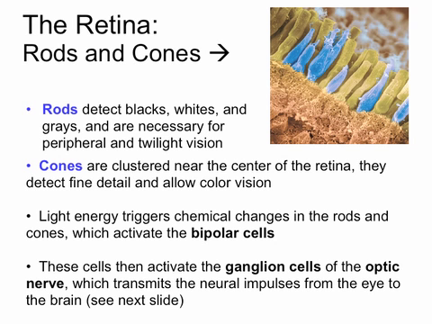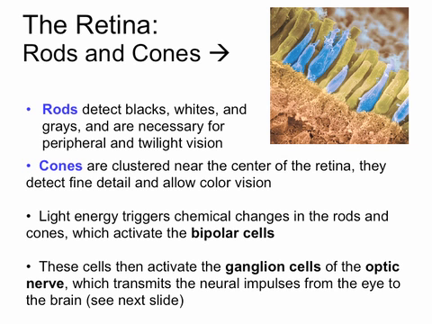Inside the retina, I do want you to know the two different types of cells, rods and cones. Rods are the cells that detect blacks, whites, and grays, and they're necessary for our peripheral vision and seeing at nighttime; we rely on our rods. That's why in a dark room, colors aren't necessarily as vivid as they are in a well-lit space.